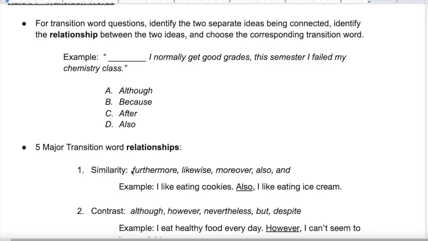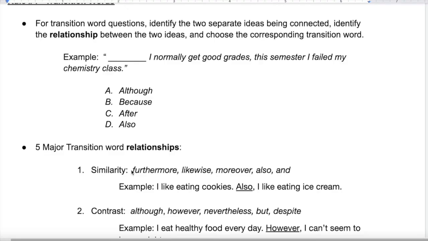Go ahead, I want to hear you plug them all in. Start with answer choice A. Although I normally get good grades, this semester I failed my chemistry class. How's that sound? I like it. It sounds good, right? And that works. Although is a contrast transition word. Although this happened, although this was the case. Although I eat ice cream every night, I'm still losing weight, right? Those are contrasting ideas. You wouldn't expect somebody eating ice cream every night to lose weight. So if there's something surprising or unusual or contrasting between two ideas, use a contrast transition word like although.